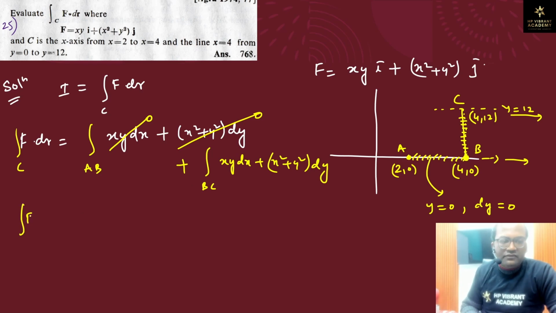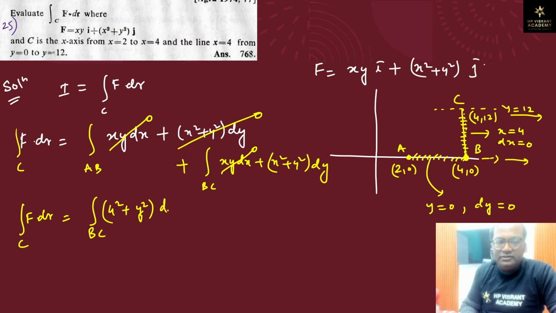So we have the integral of F dot dr along curve C is equal to the integral along BC. Along BC we have x is equal to 4, so dx is equal to 0, so this xy dx vanishes. So we are left with (x square plus y square) into dy. We have x is 4, so this will be equal to (4 square plus y square) into dy.